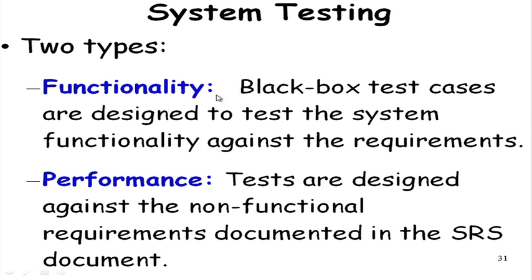And we had seen several black box test techniques: equivalence partitioning, boundary value, robustness testing, and so on. So, these are the different functionality tests that are done during system testing, and once the software successfully passes the functionality tests, then we say that the software is functionally correct.